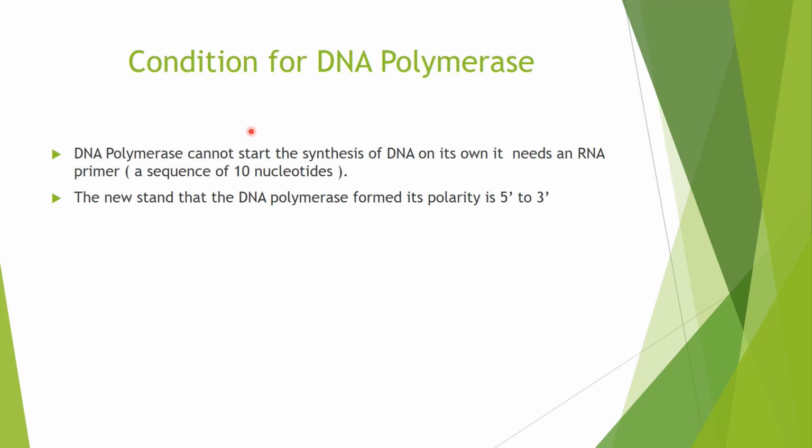Remember these two conditions for DNA polymerase. The first condition is that DNA polymerase cannot start the synthesis of DNA on its own. It needs an RNA primer. What is an RNA primer? It is actually a sequence of 10 nucleotides. The new strand that the DNA polymerase forms always grows in the direction from 5 prime to 3 prime.